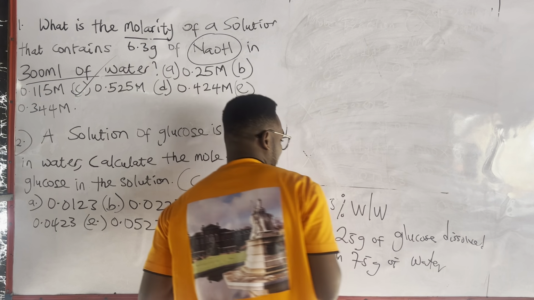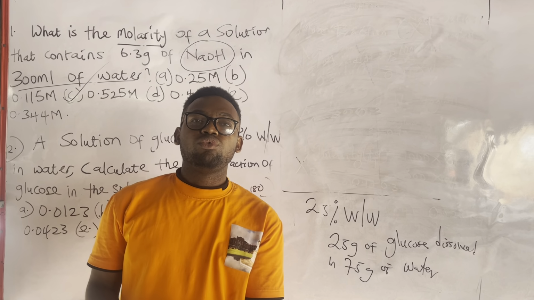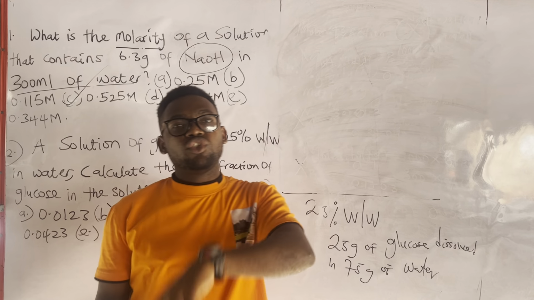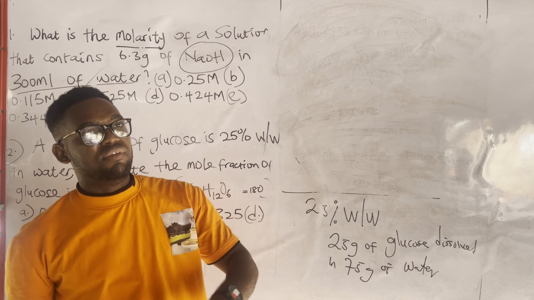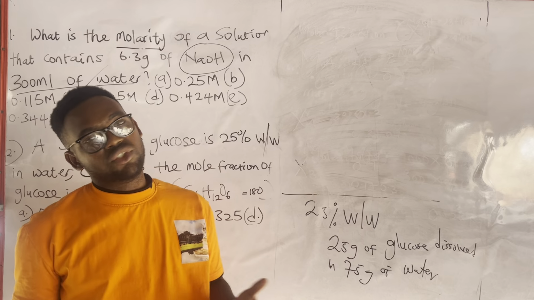It then means in effect that when we are given 25%, that 25% we call the gram of the solute. Then to get the gram of the solvent, we subtract that percentage from 100, which is the total.